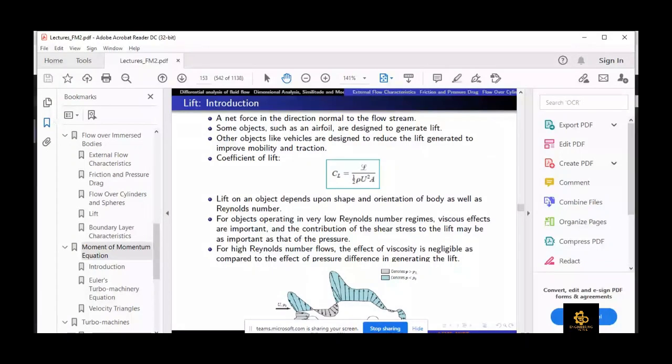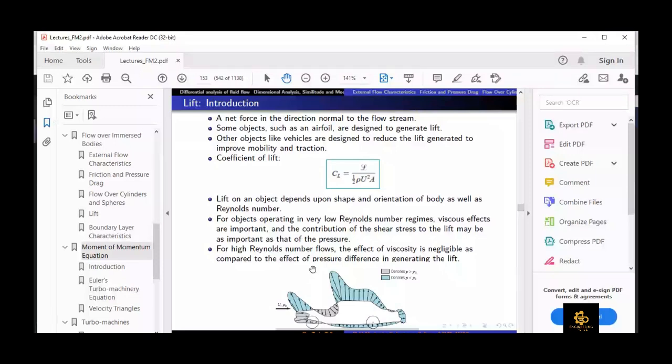Lift is produced when we get a net force on an object perpendicular to the flow direction. And to have positive lift, we need to have higher pressure on the lower side and lower pressure on the upper side of the object. So we need lift for airborne aircraft, missiles, and rockets.